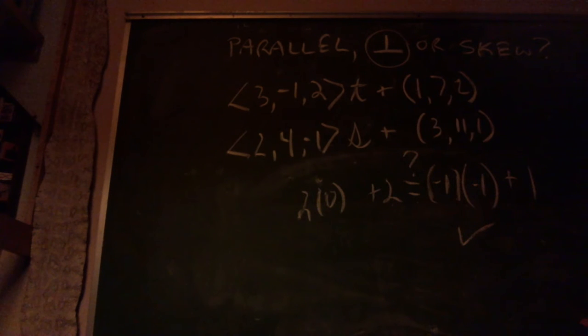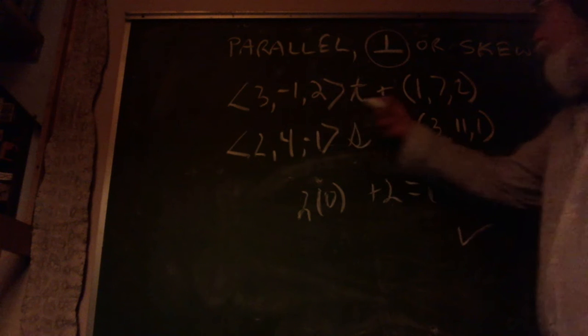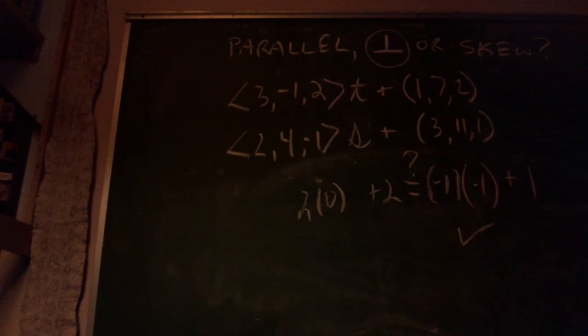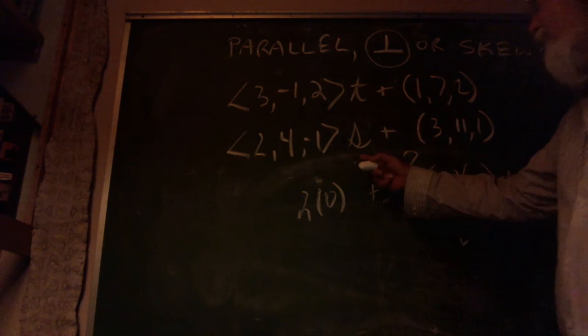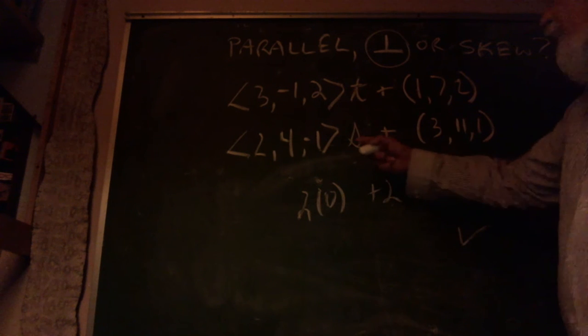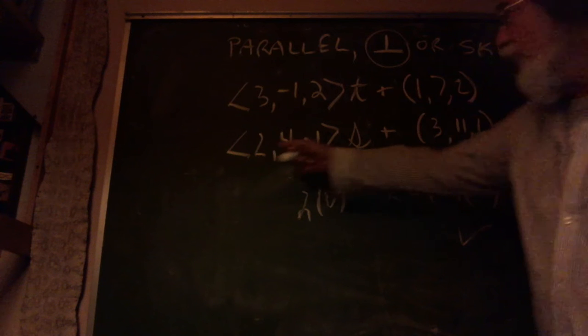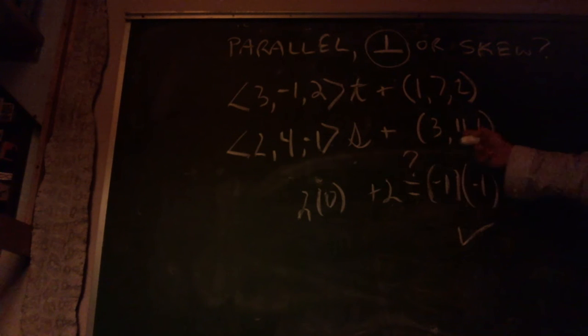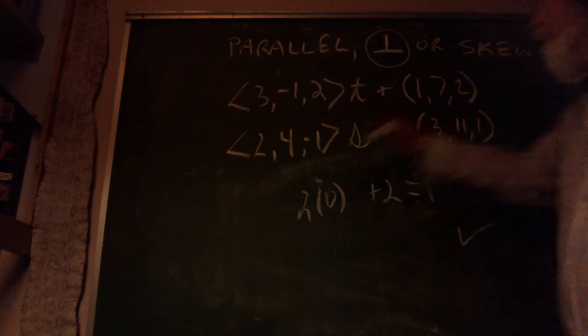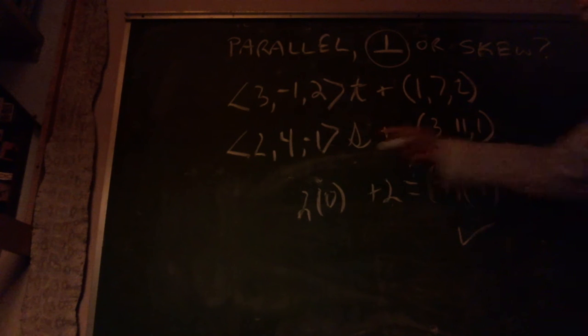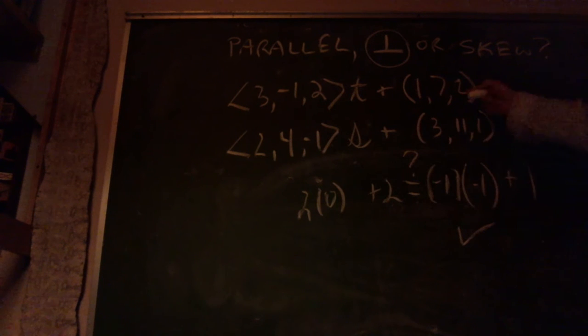And if I want to, I can say what the point is. All I have to do is substitute in t equals 0, which means the point is (1, 7, 2). So they meet at (1, 7, 2). If you substitute in -1 for s, you can check and see. You're going to get 3 take away 2, that's 1. And then 11 take away 4 is 7. And then 1 take away -1, which is adding 1, I get the 2.